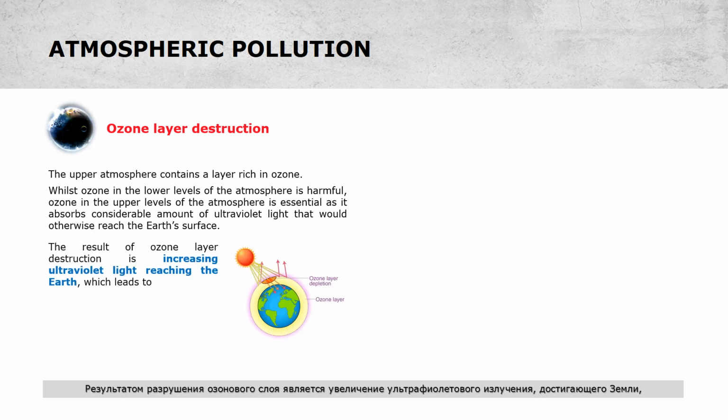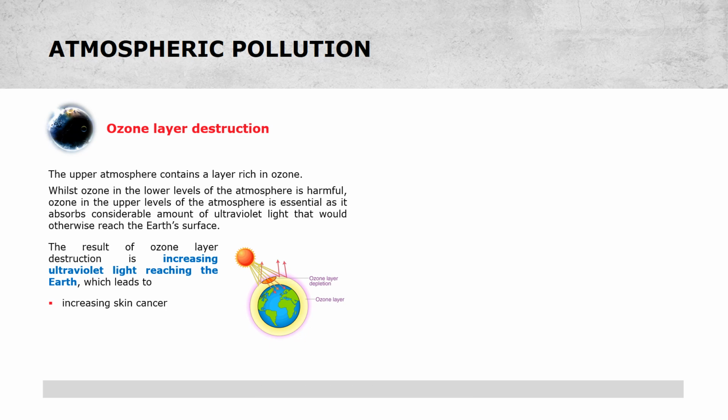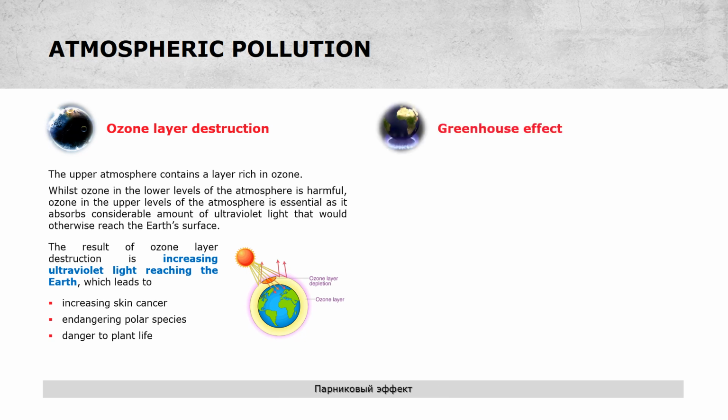The result of ozone layer destruction is increasing ultraviolet light reaching the Earth, which leads to increasing skin cancer, endangering polar species, danger to plant life. Greenhouse effect.